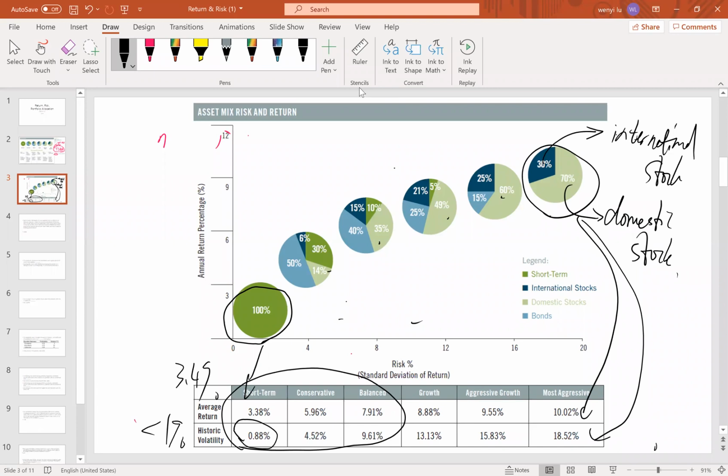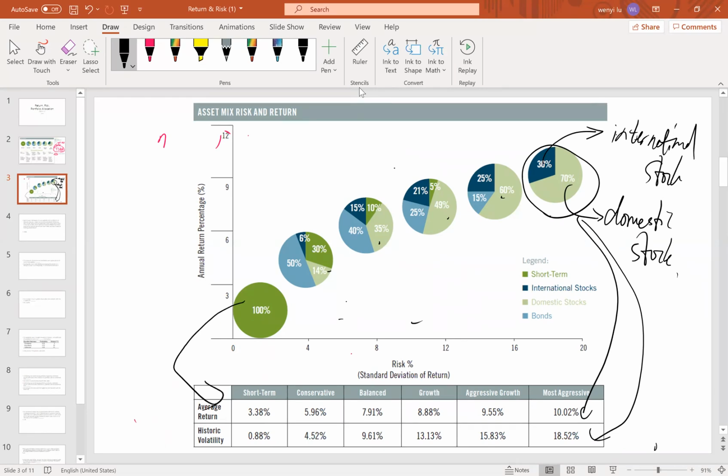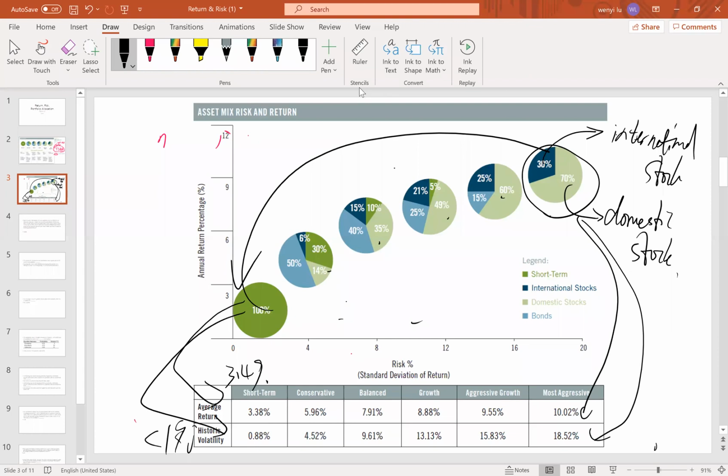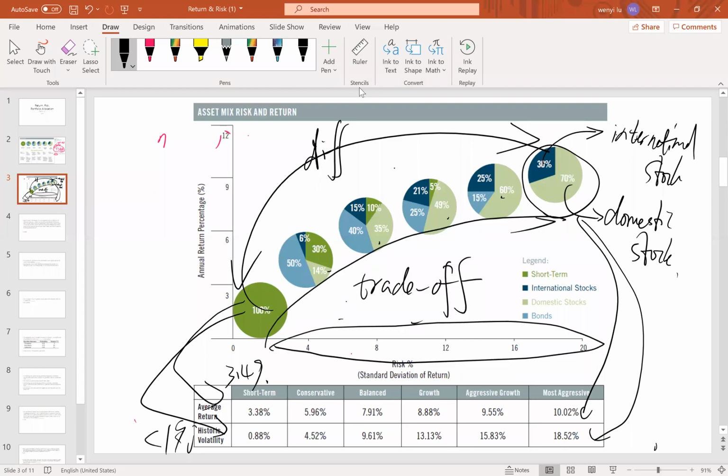And for the most conservative investment, return is 3.4% and my risk is less than 1%. Such a big difference between these two portfolios, you can see. If you want to take more return, you also have to take more risk. So between risk and return there must be a trade-off. You cannot realize a high return with less risk. That's what the curve tells us.